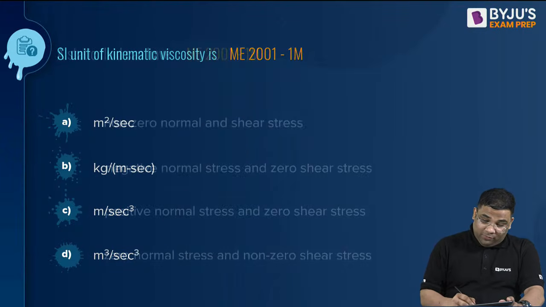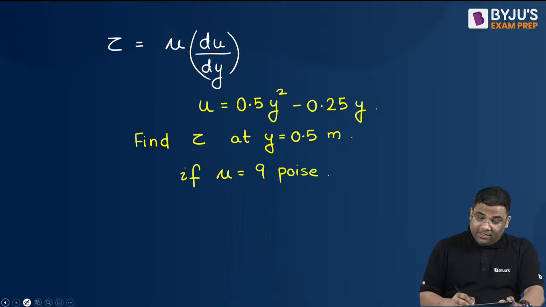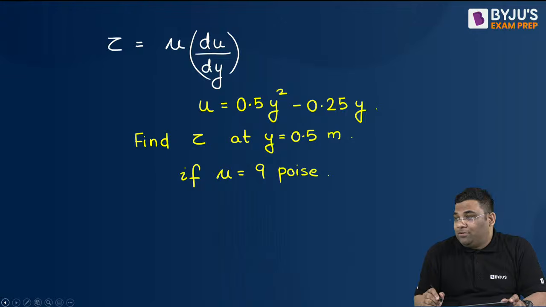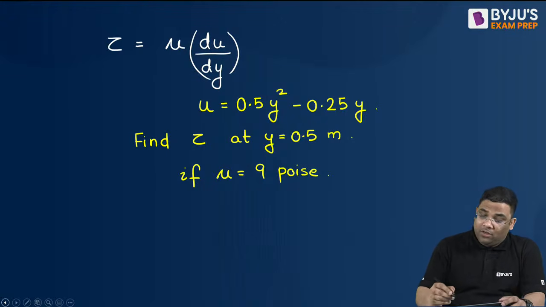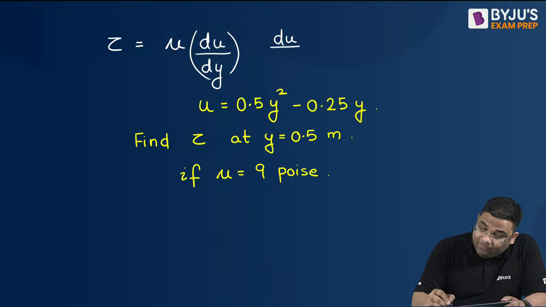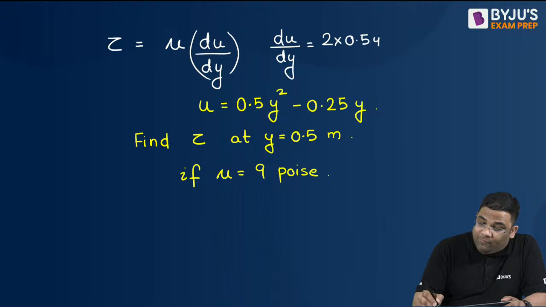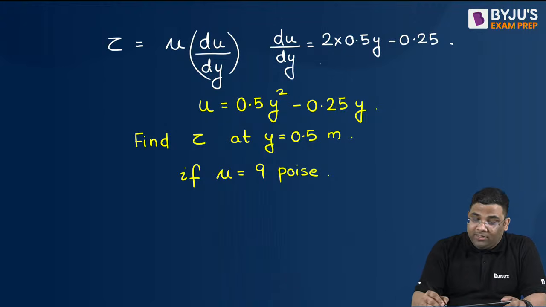Now coming back to the 2 mark question which they can ask in the examination. So coming back to this question, how to solve this question? First of all, what is du by dy? Du by dy, how much? I can say it will be 2 into 0.5y minus 0.25.